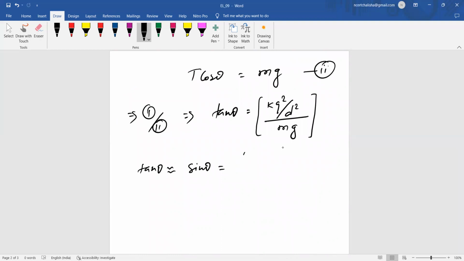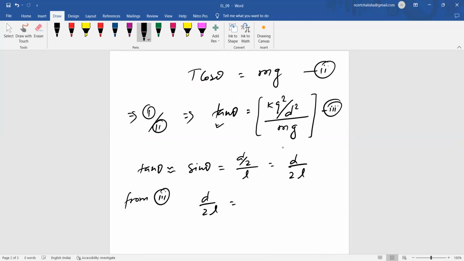So it is d by 2 divided by L. So simply I can write here d by 2L. So this is the value of sin theta here. So I can replace this into equation 3. So from 3 I can write, here it is d by 2L.